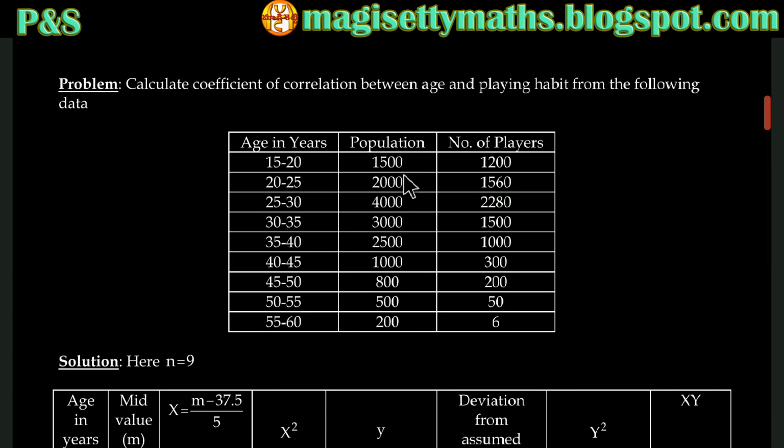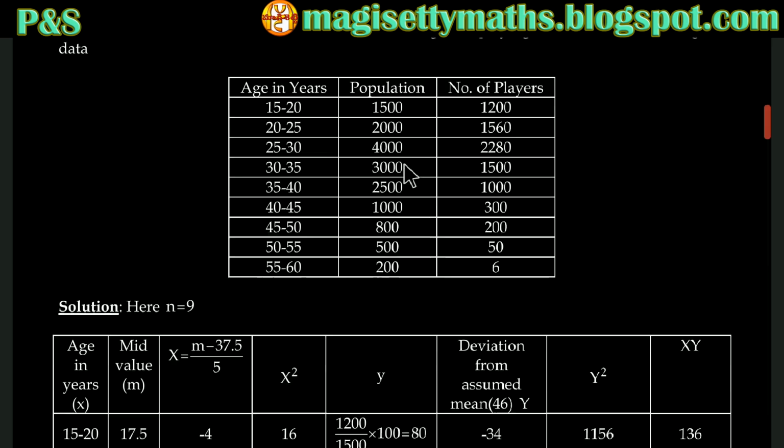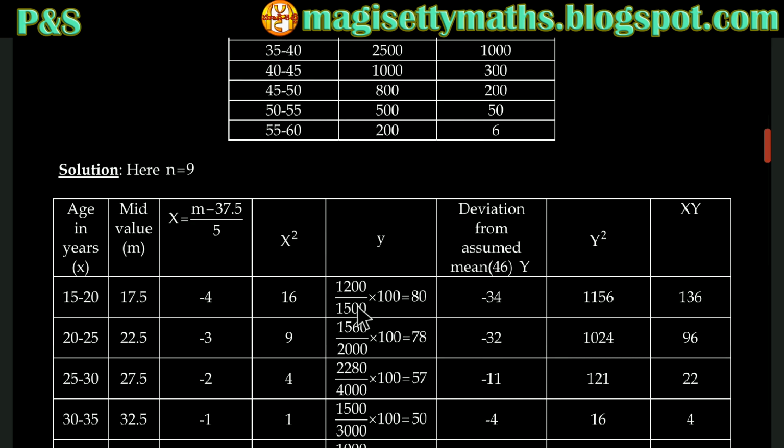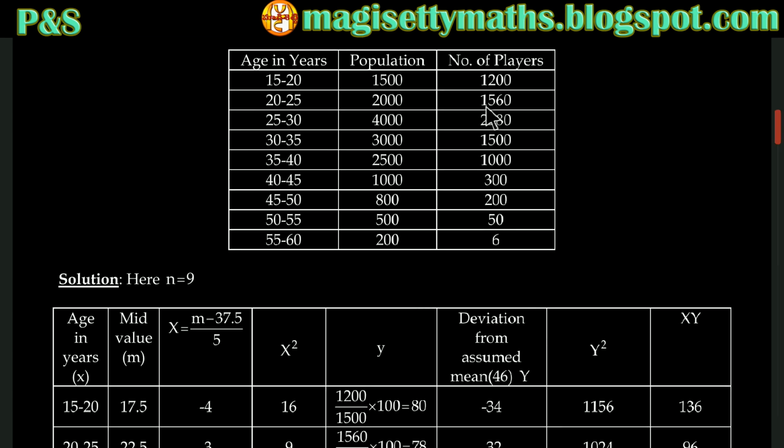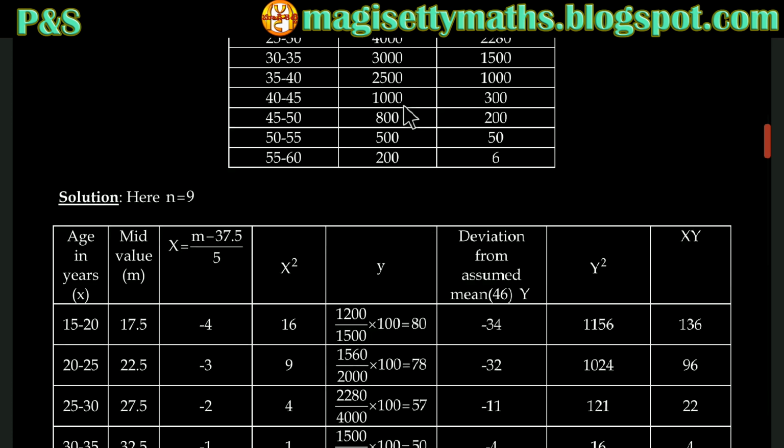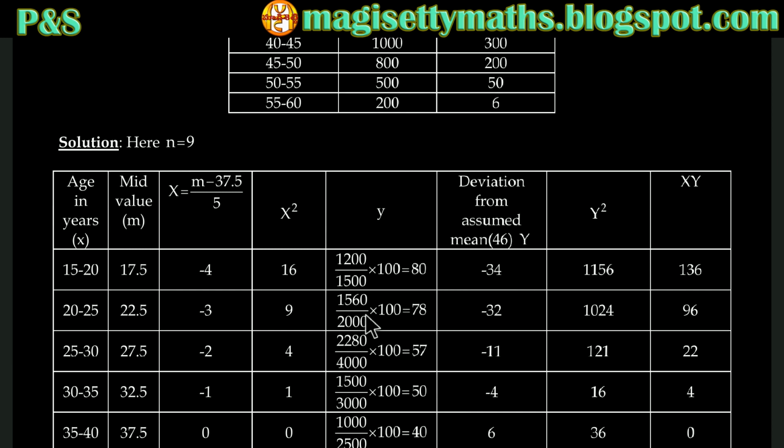From the table, we observe the number of players given, 1200 out of 1500 population, so we have to evaluate the percentage. Calculating the percentage, 1200 people out of 1500 equals 1200 divided by 1500 into 100, that gives 80. Similarly, we have 1560 players out of 2000 population. Evaluating the percentage, 1560 divided by 2000 into 100 gives 78.